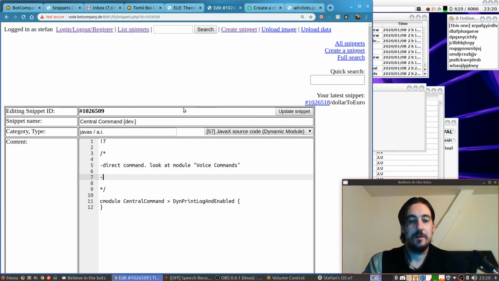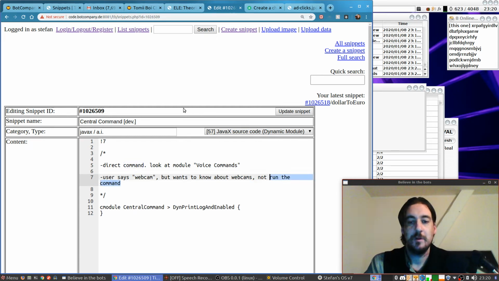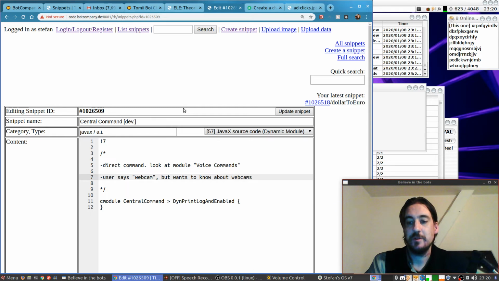And the second case is an information question, right? If somebody says webcam, maybe I say webcam because I have a question about webcams, not to open this window here.